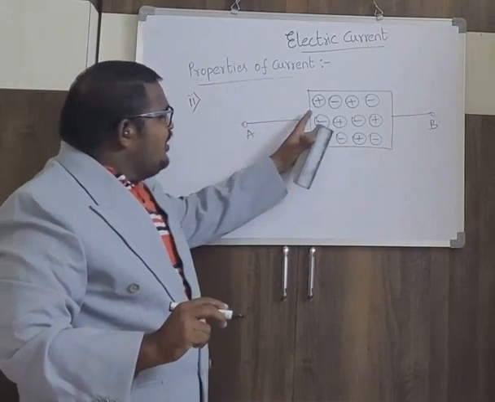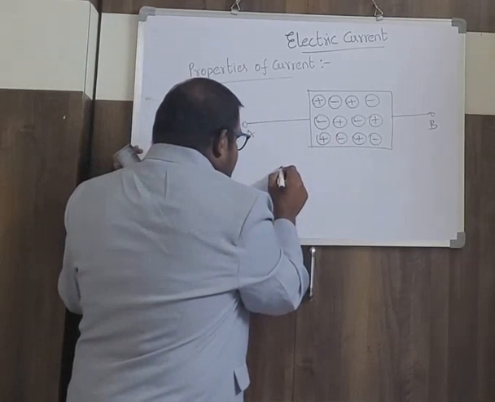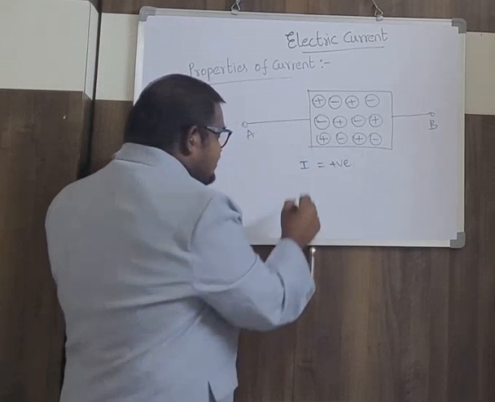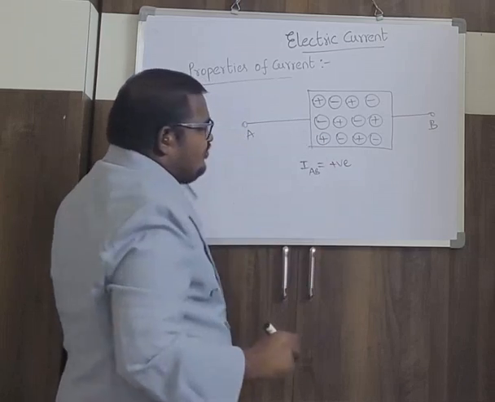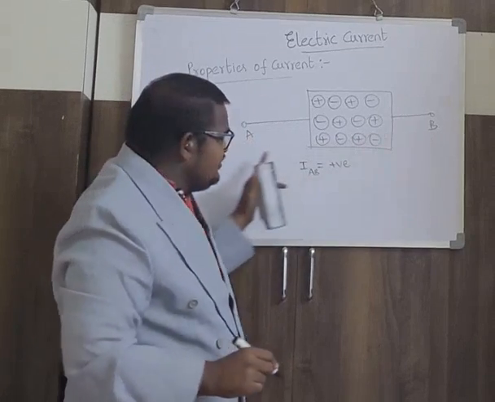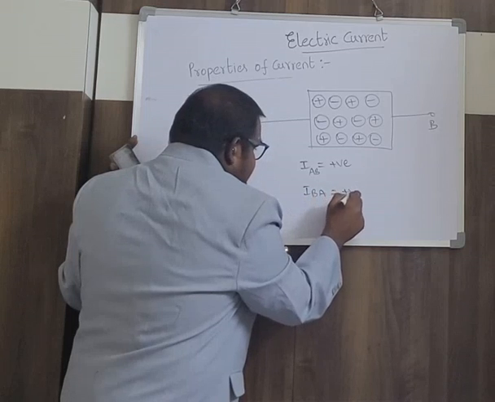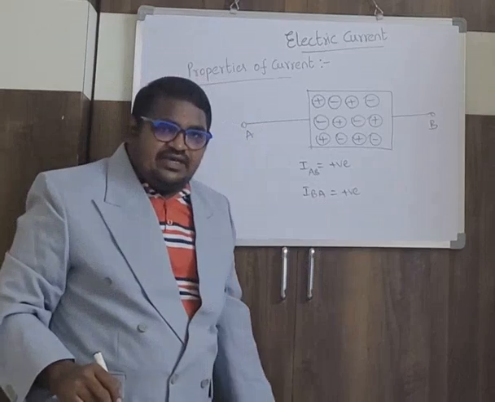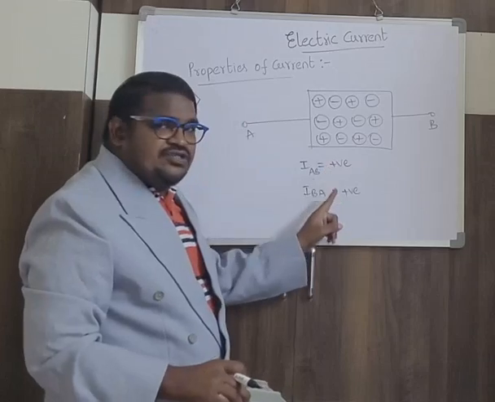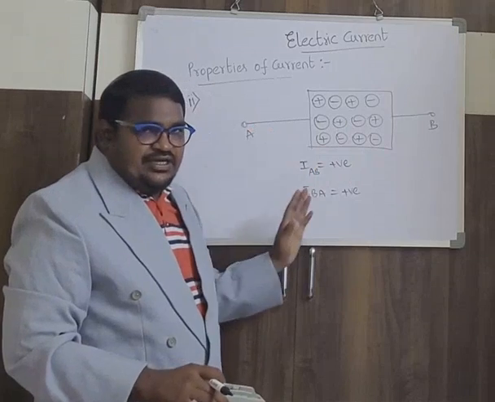Thus, when the positive charge moves from A to B, then the current is positive. Current I is positive, that is, IAB is positive. When the positive charge moves from B to A, then IBA is positive. That means I should decide the direction of current, whether it is positive or negative, based on the movement of the positive charge only.